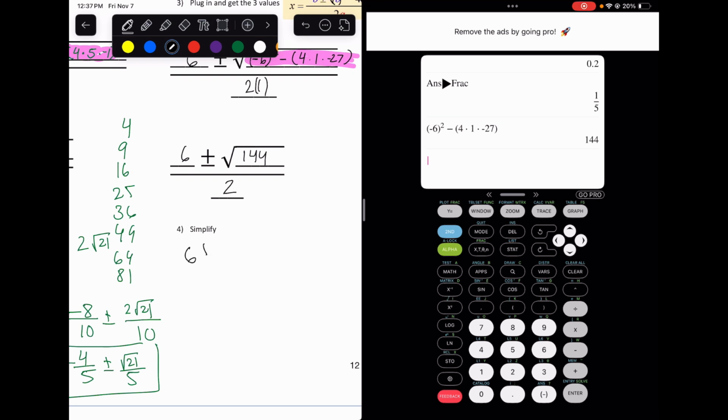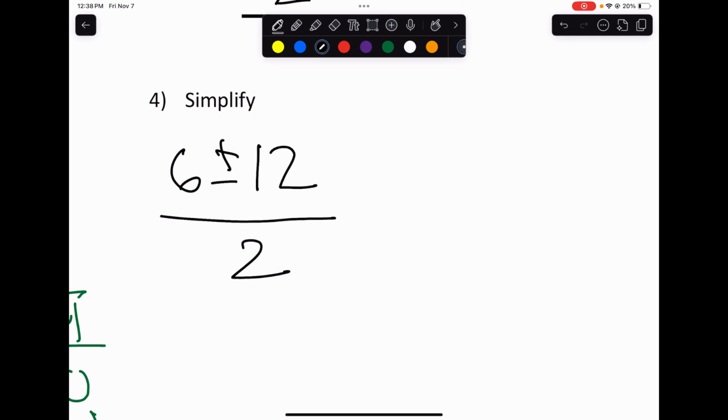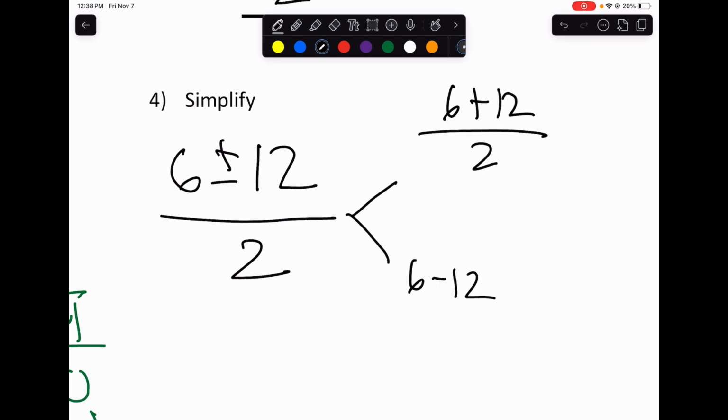We've got 6 plus or minus, and then we can actually take the square root of 144. That is a perfect square, which means that the radical goes away. If we do the square root of 144, you will see that that is 12. So we end up with 6 plus or minus 12 all over 2. Now, in cases where the radical completely goes away, what you want to do is split this expression into 2 expressions and finish solving, right? So we have our 6 plus 12 all over 2 and our 6 minus 12 all over 2.